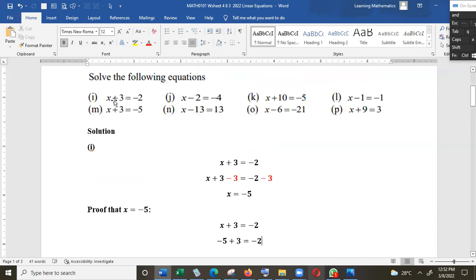To cancel out, you do the opposite of the sign. If it's a plus, you subtract. If it's a subtract, you plus. Okay. And what you do on the left, you do on the right. What you do on one side, you must repeat it on the other side. And you always do the opposite to cancel out. And then you can prove your answer to verify.